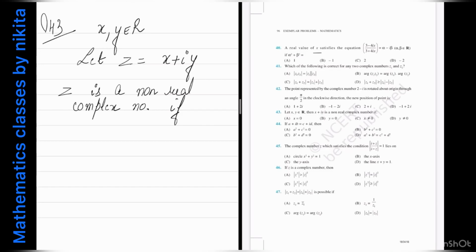Non-real means, because I know that every real number is a complex number, but now I want a non-real complex number. So that means your y should not be equal to 0.